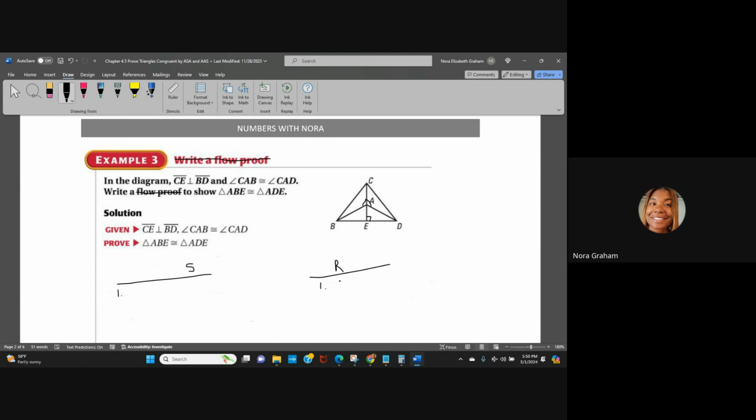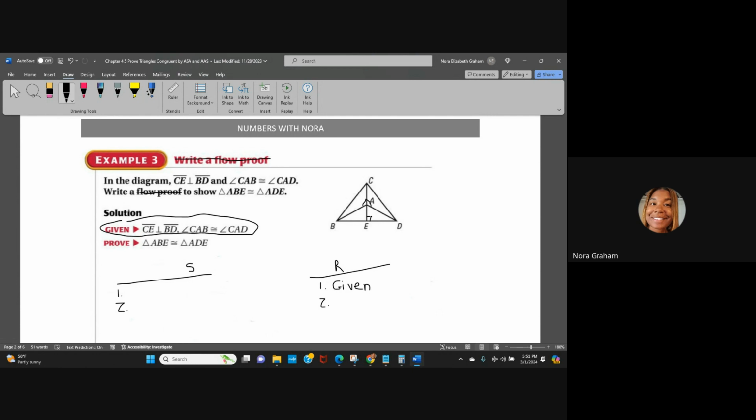So again, for our first step, we're just going to write our given. Just for sake of time, I'm not going to write all that given, but you'll rewrite all of this under your step 1 for your statement right here. 2, what else can we see? I can also see by linear pair postulate. I see it. All right.